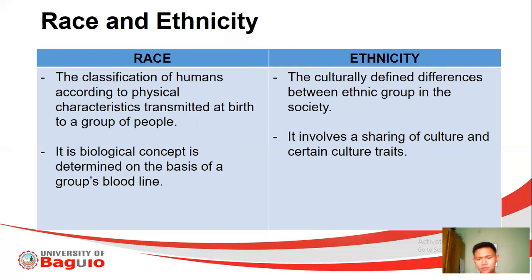When we say race, it is the classification of humans according to physical characteristics transmitted at birth to a group of people. It is also defined as a biological concept determined on the basis of a group's bloodline. So, when you say race, it is more on the biological. It is based on the physical characteristics of a certain person that made that person a citizen or a national.